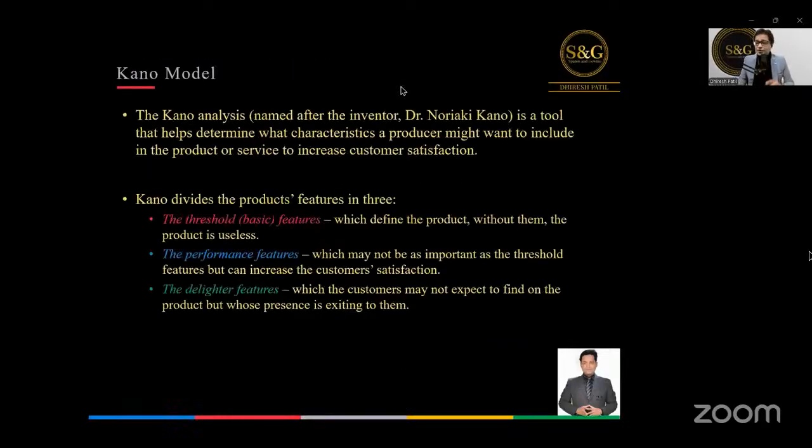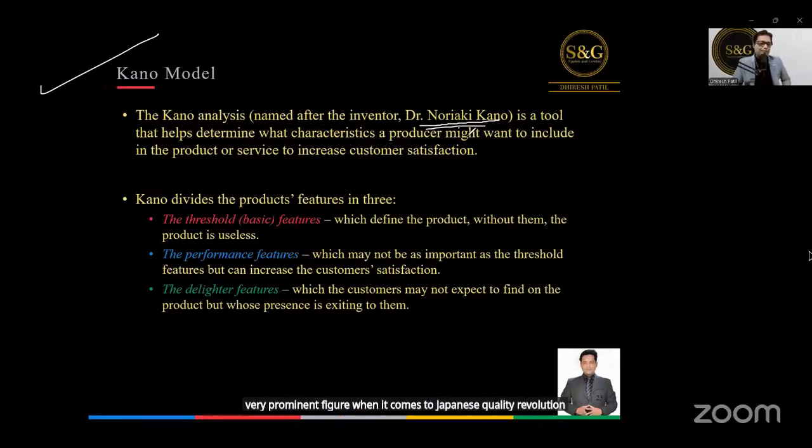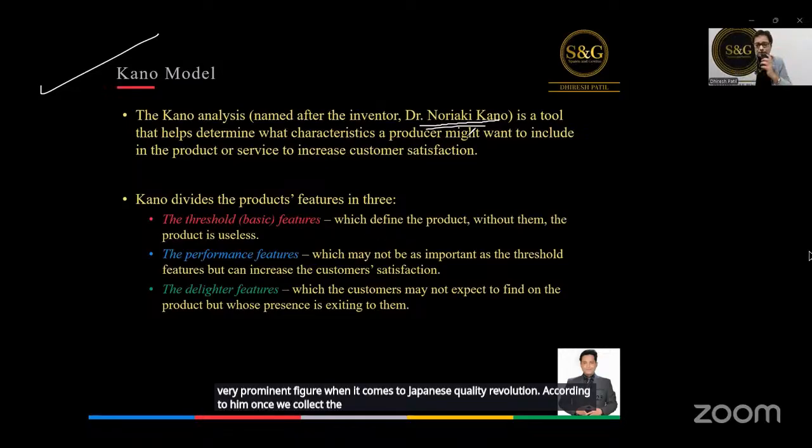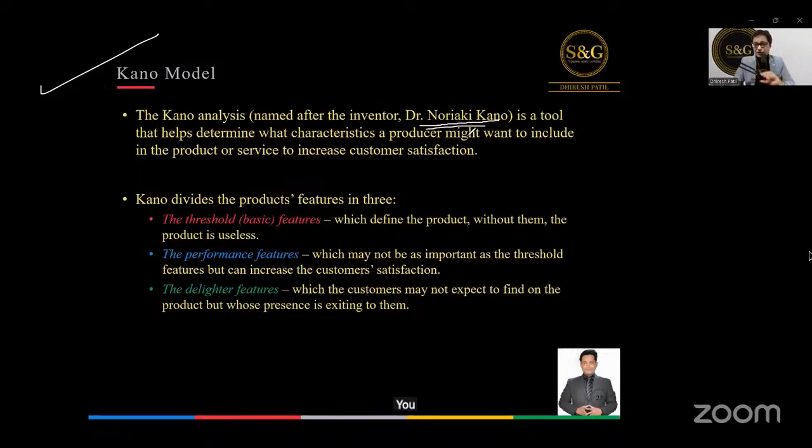Now, once you identify this, there is an amazing model called the Kano model. Professor Noriaki Kano from Japan, a very prominent figure in the Japanese quality revolution. According to him, once we collect the voice of customer, you divide it into 3 buckets. One is called the basic feature, second is the performance feature, and third is the delighter feature.